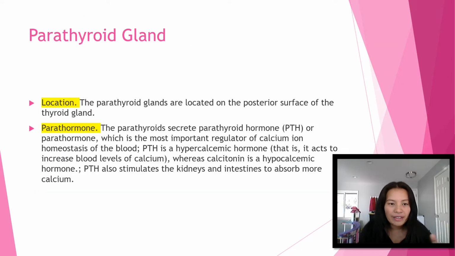Okay, so then we have the parathyroid gland. The parathyroid glands are located on the posterior surface of the thyroid gland, and they are mostly tiny masses of glandular tissue. The kind of hormone that the parathyroid secretes is parathormone. Parathyroid glands secrete parathyroid hormone, or PTH, or parathormone, which is the most important regulator of calcium ion homeostasis of the blood. PTH is a hypercalcemic hormone.